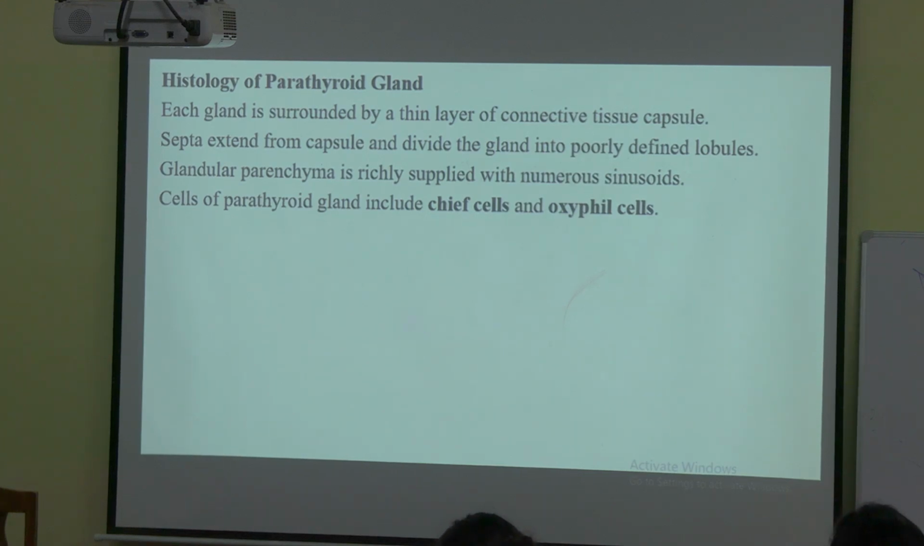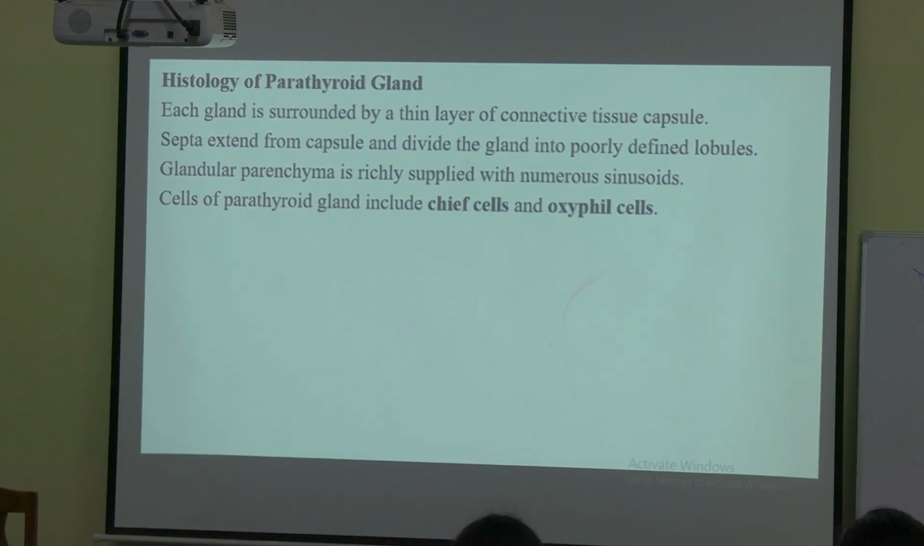Now in the parathyroid gland also, as I already mentioned, the connective tissue capsule sends septa, but the lobules which are formed inside the parathyroid glands are not complete, these are incomplete lobules. Now the parenchyma is richly supplied with sinusoids. Now in the parenchyma, follicles are not there.